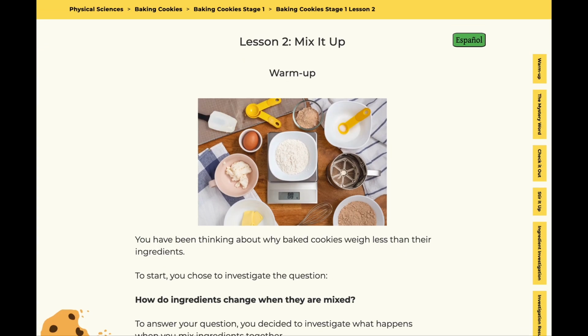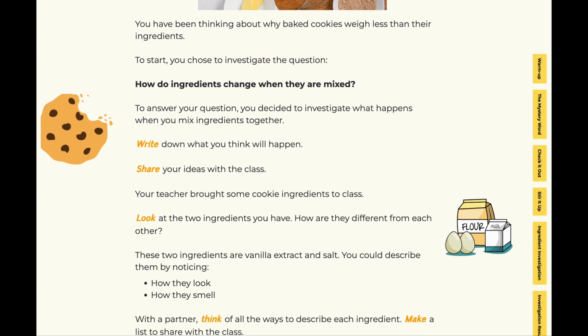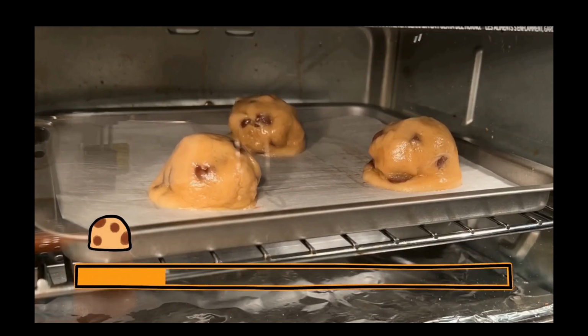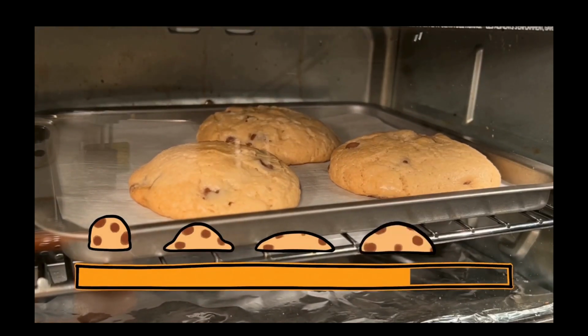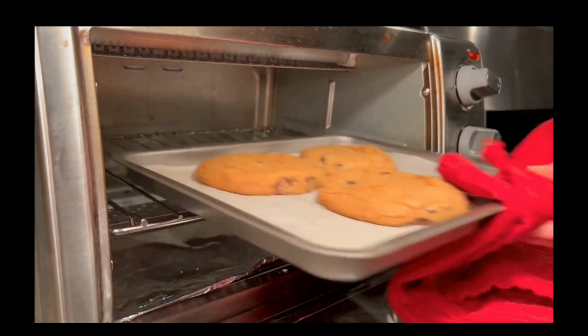Guided by questions like, how do ingredients change when they are mixed? And what happens when cookies bake in the oven? Students delve deep into the mysteries of matter.